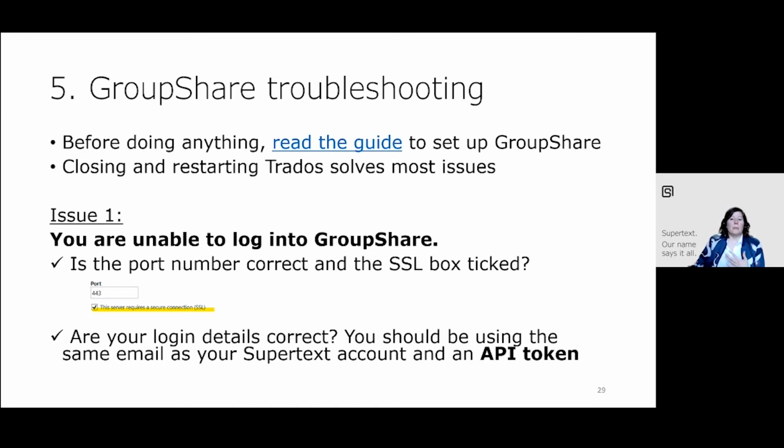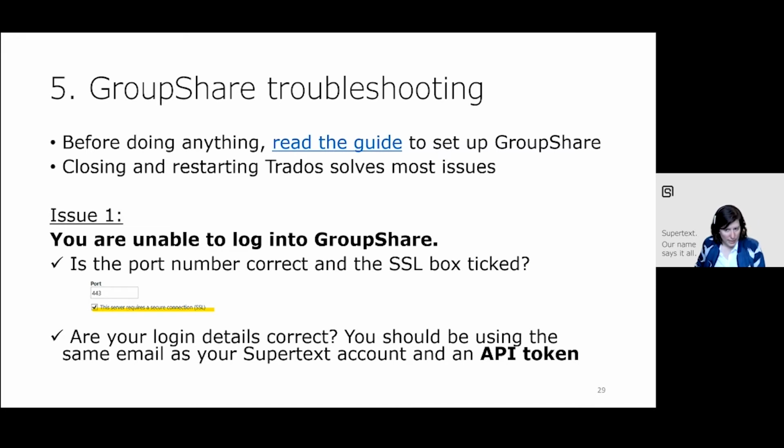Now I'll go through some of the common problems we have here, most of which are also covered in our guide to group share, which is linked to every group share job. First, you may be unable to log into group share. When you try to sign in, make sure the port number is correct. It should be 443, and that the box "This requires a secure connection" is ticked. Second, ensure that your login details are correct. You should be using the same email as your Supertext account and an API token.